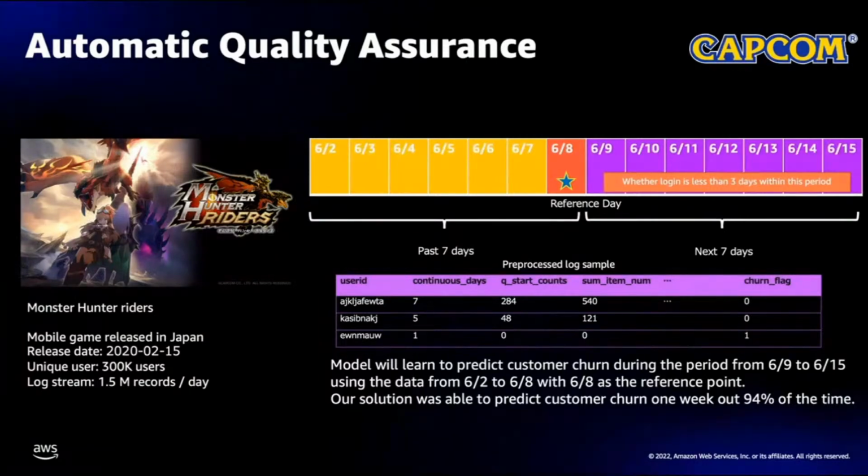And given that definition of churn, they were able to predict this with an amazing 94% accuracy. Quite impressive.